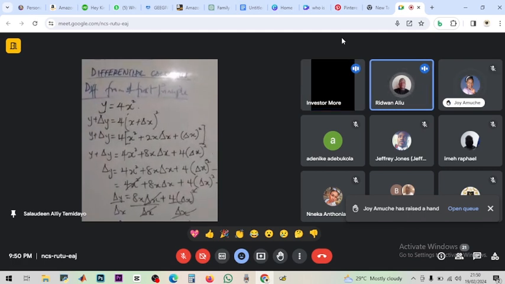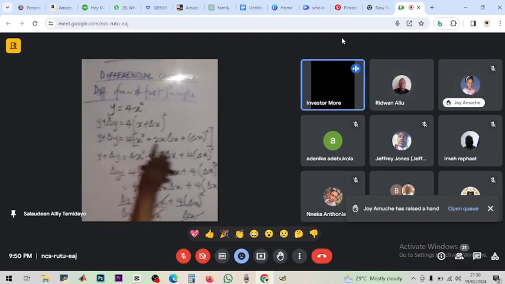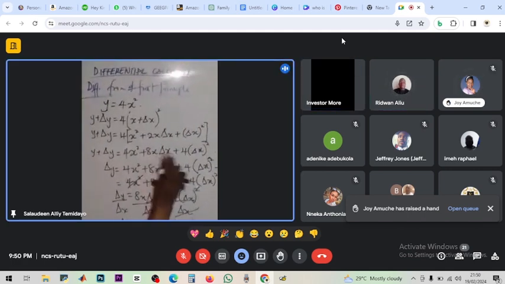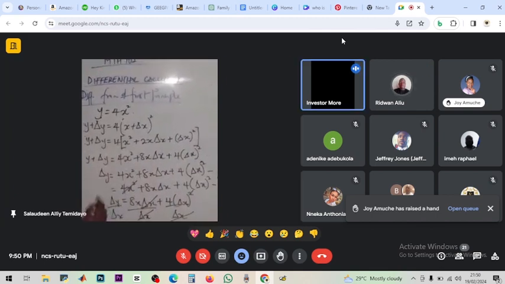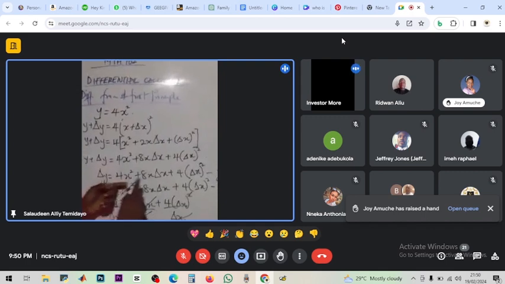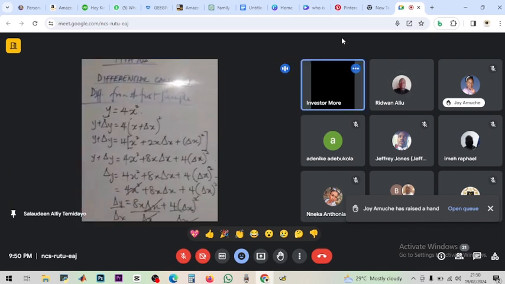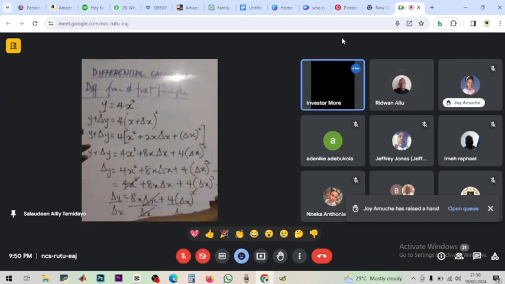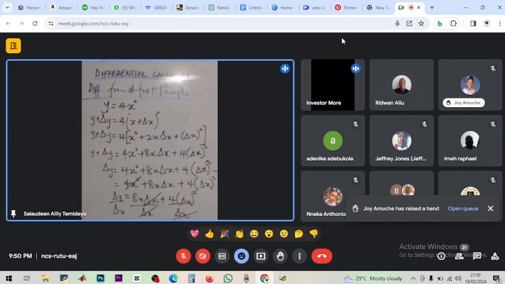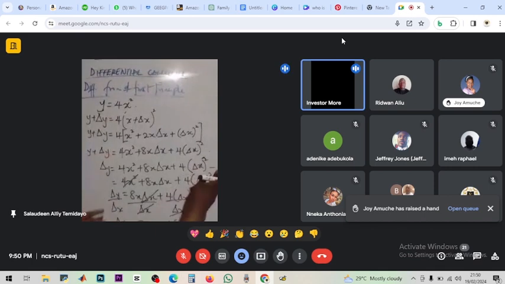Just continue. So 4 times 2x dx, that's 8x dx, plus 4 times dx squared, that's 4 dx squared. So now we have this already: 4x squared plus this. We need the dy dx to be found, right? This is y. We have to take it to the other side, and taking it to the other side, it becomes minus.